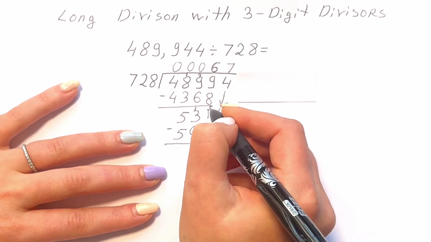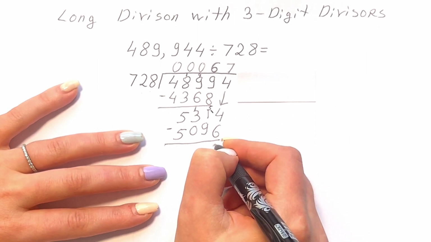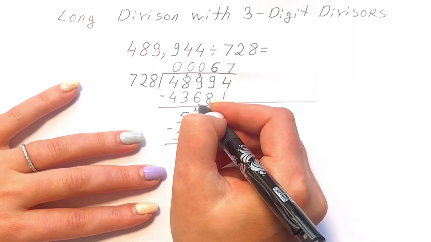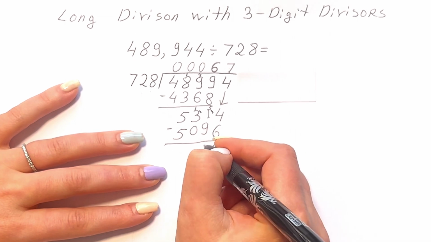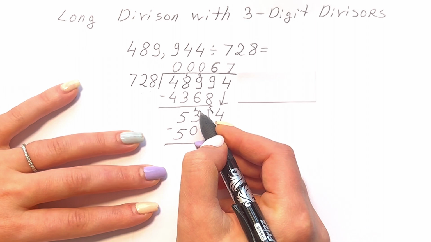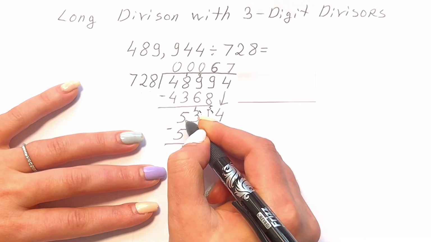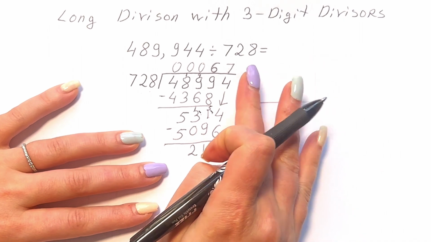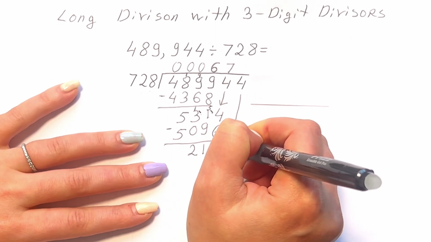4 minus 6, I can't do that. I'm going to borrow from the tens place. 14 minus 6 is 8. Because there's a borrowing sign on the top of this 1, it's 0, 1 digit less. 0 minus 9, I can't do that. I'm going to borrow. This is going to become 10, not 0. 10 minus 9 is 1. Now there is a borrowing sign on the top of the 3, it's 2. 2 minus 0 is 2. 5 minus 5 is 0. The remainder will be 218. Let's bring down the next digit, which is 4.